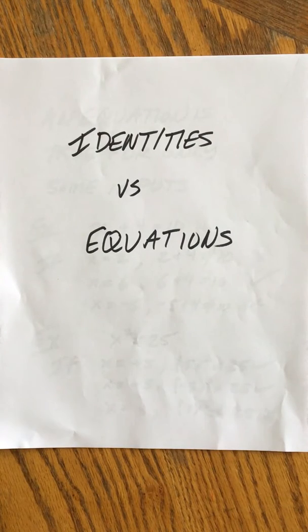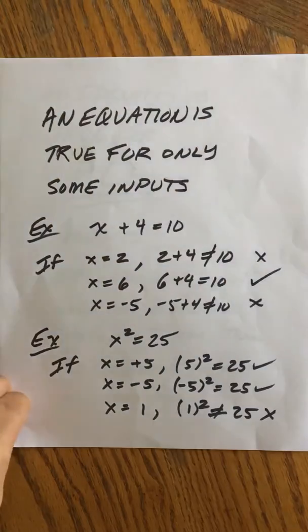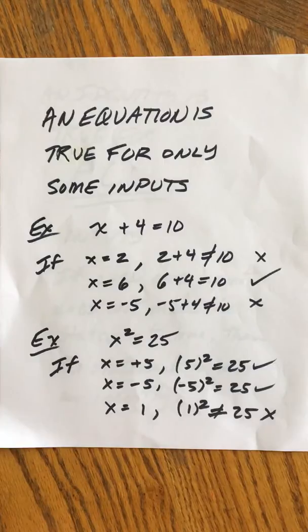Hello. In this video, I just want to explore the difference between an identity and an equation. An equation, by the way, to me, they both look the same, right? They have an equal sign between two statements there. An equation is really true for only some inputs, not all inputs.